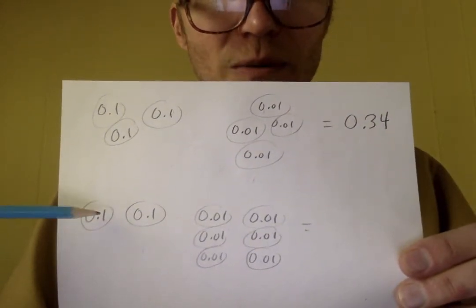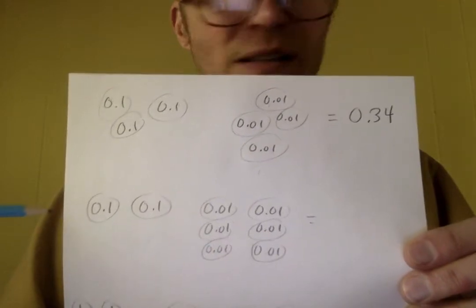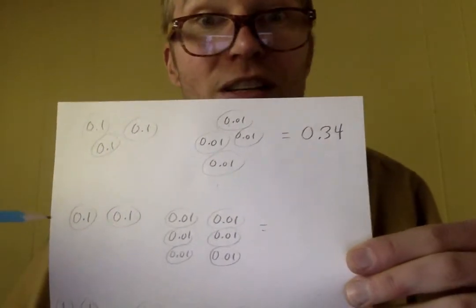Let's do the next one. How many tenths? Well, we've got 2. Do we have any ones? No. So it's going to be 0.2.